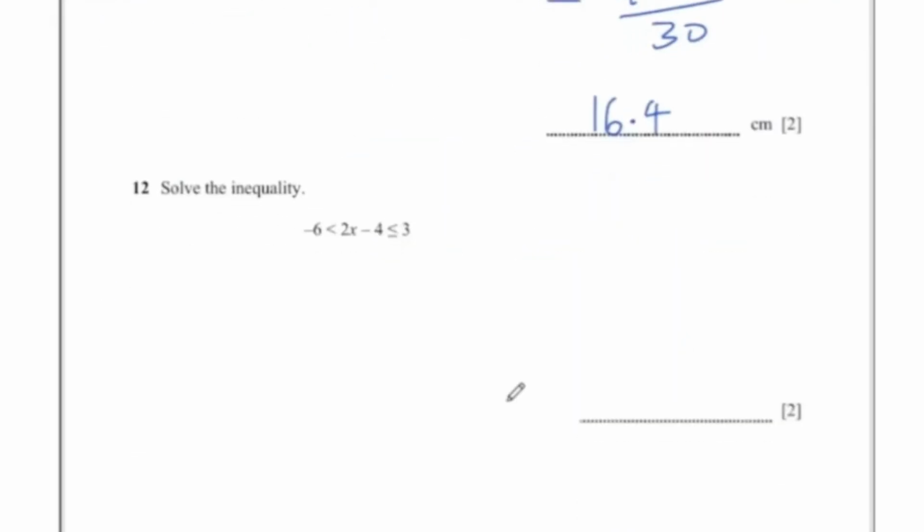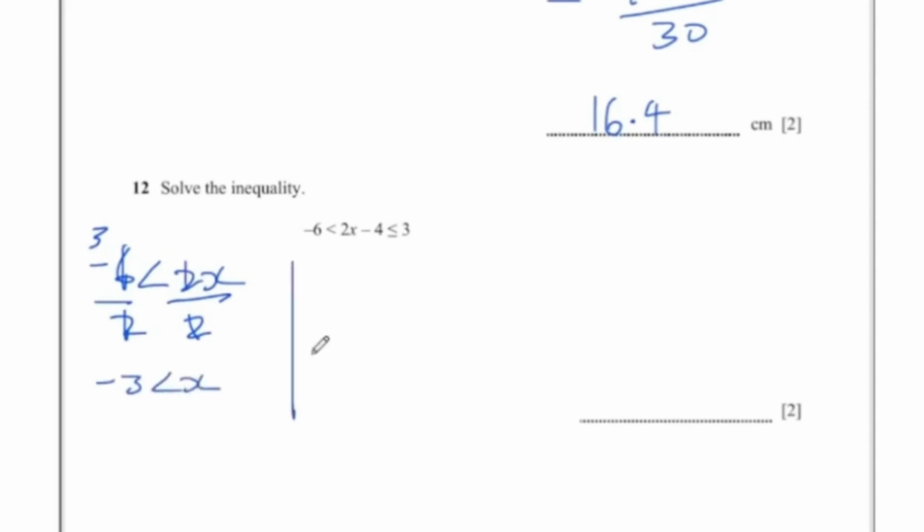Question 12. It says solve the inequality minus 6 less than 2x minus 4 less than or equal to 3x. So we're going to solve it in 2 parts. Minus 6 less than 2x. We divide both sides by 2. So 2 into 6 gives us 3. 2 cancels 2. So minus 3 is less than x, which is the lower bound of that solution.